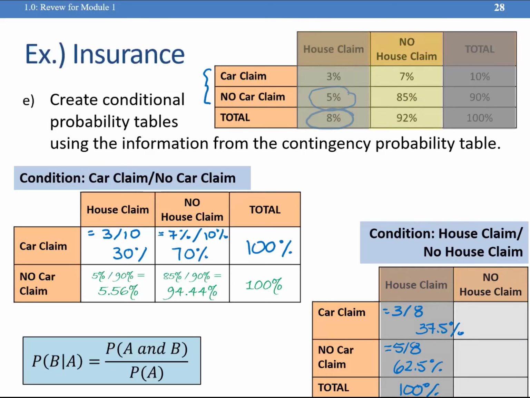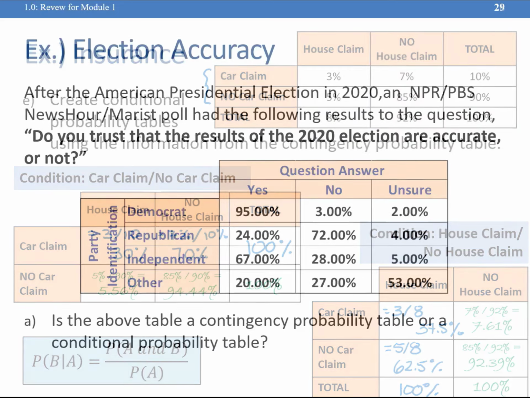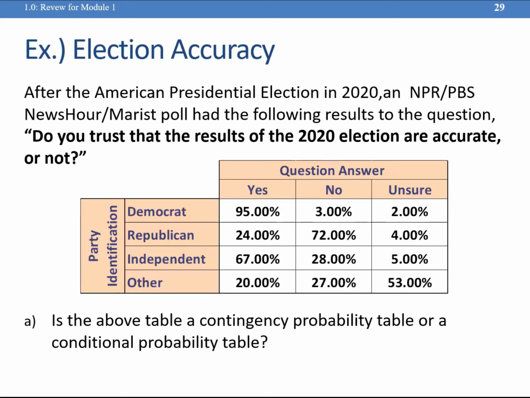I would do a similar exercise with the next column, no house claim, ignore everything else. I'll get 7 out of the new total of 92, 85 out of the new total of 92. And that column should total up to 100%, because we're isolating a subset of no house claim. That's our new 100%. So the next thing we're going to do is a new example. That's going to be the Q2 worksheet in your spreadsheet.